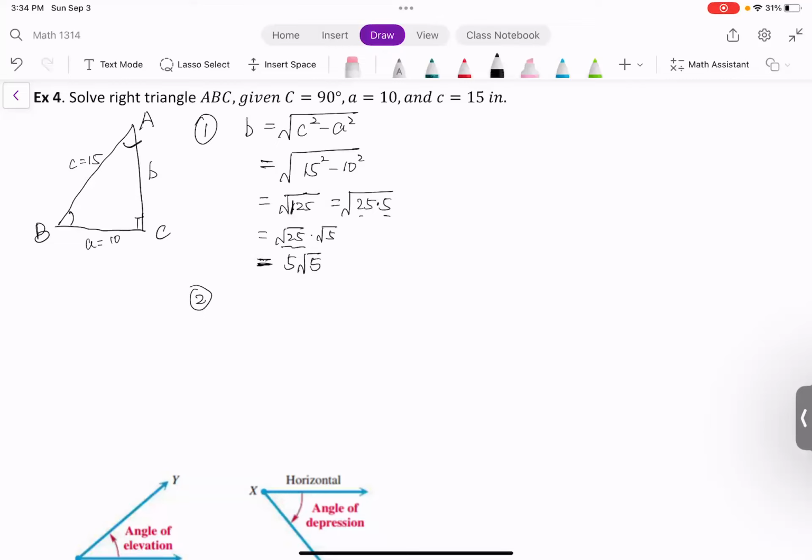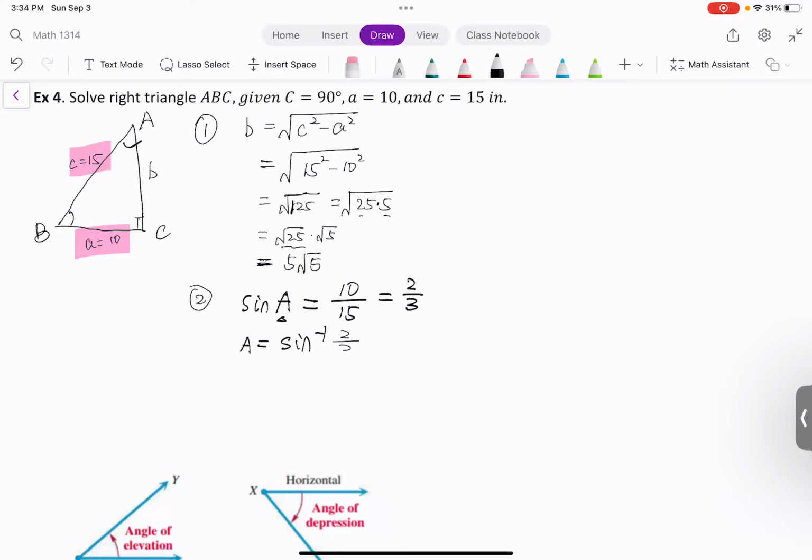Maybe we can pick A or pick angle B. So if I'm picking angle A, I know the given information is opposite and hypotenuse. What is that? Opposite over hypotenuse. That's sine. So sine A equals opposite is 10 over hypotenuse is 15. So let's simplify this. Divided by 5 top and bottom, I have 2 over 3. And then I know how to find the A. A is the inverse of sine 2 over 3.